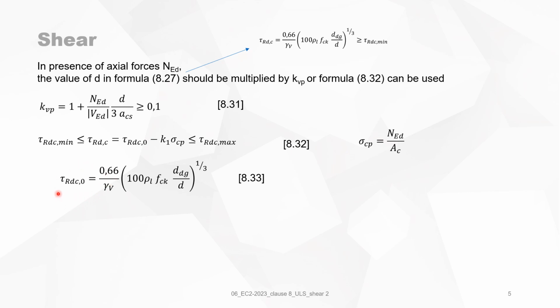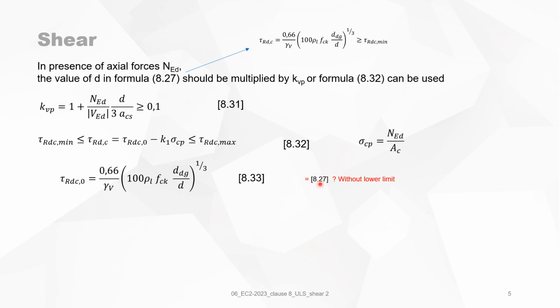The tau RBC0 is in fact the same as this formula here. You see it's the same formula, 833 is the same as this formula. But it's strange that 827 is this formula, 833 is this formula, it's the same. So why do they give it two different numbers? It's a little bit of a riddle.